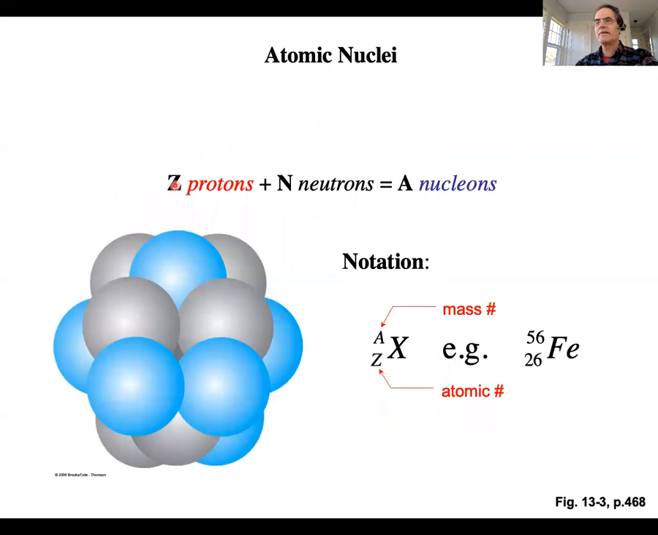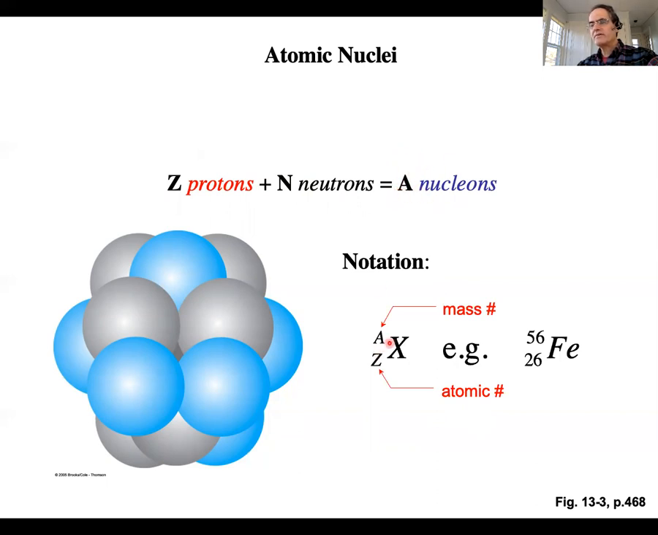Here's some nomenclature. When we describe an atomic nucleus, we can talk about the number of protons it contains and the number of neutrons it contains, or the total number of nucleons it contains. The number of protons is a very important number because it determines what kind of atom we're talking about. And Z, the number of protons, is called the atomic number. On the other hand, A, the total number of nucleons, determines the mass of the atom. And so A is called the mass number.